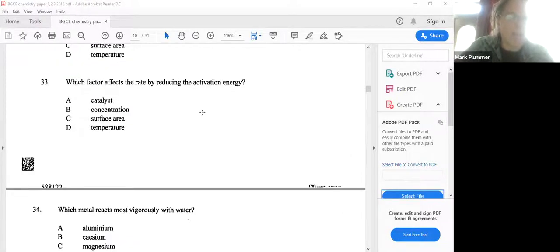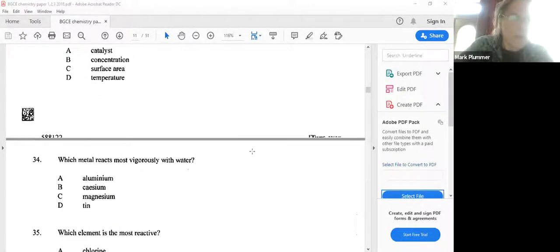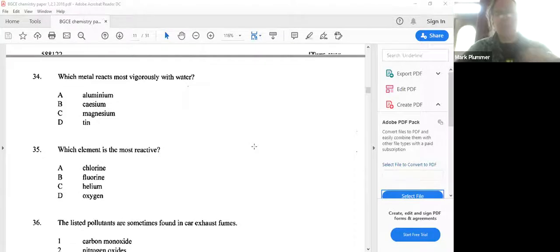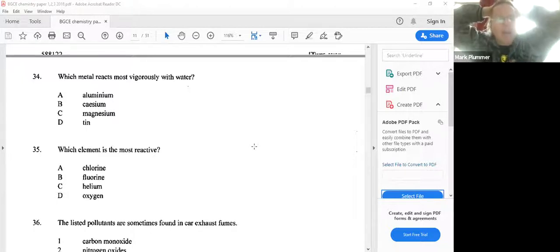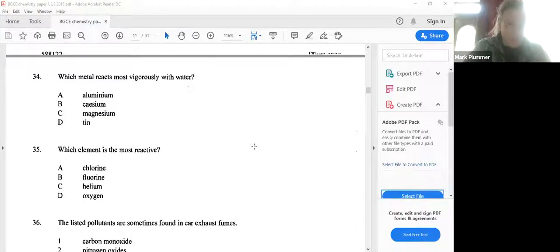Okay, number 34. Which metal reacts most vigorously with water? You would have done this, you must remember it. When you put the metals in the water you get the hydroxide ion and the water goes more and more alkali. Which group of metals do that? It's group 1, the alkali metals. And the most reactive metal in the list there that reacts like that is B. So the answer to number 34 is B.